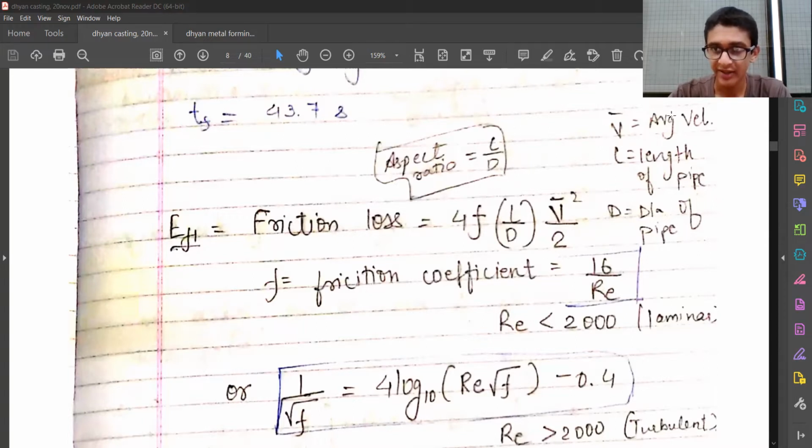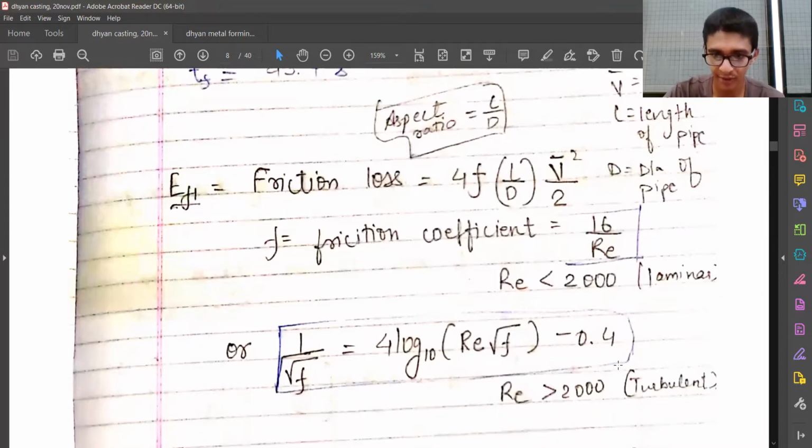Next, V bar is the average velocity, length L is the length of the pipe, D is the diameter of the pipe. EF1 is defined for friction loss, and the formula is given as 4F L by D V bar squared divided by 2. This value of F is the friction coefficient, which is equal to 16 by RE. R is the Reynolds number, and in case the flow is laminar, which is less than 2000, then we use the value of friction coefficient as 16 by RE.